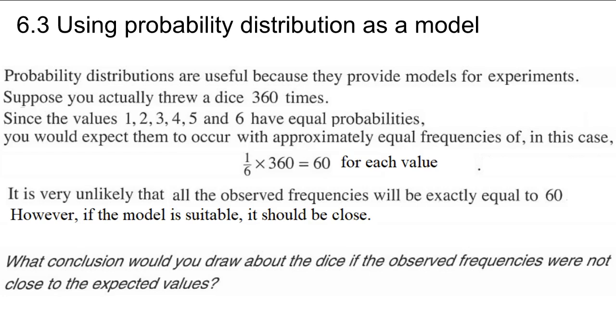Now, it's really unlikely that they would all come out to be exactly 60. It is true that the more times I repeated this, the closer and closer they should get to 60. But it should be not too crazy. So, for example, what conclusion would you draw if you did this 360 times and there were like 10 ones instead of 60? Well, that probably would indicate that maybe your dice isn't a fair dice. Maybe it's lopsided, or it's not perfectly cubical or something.